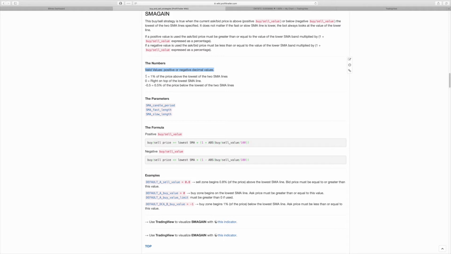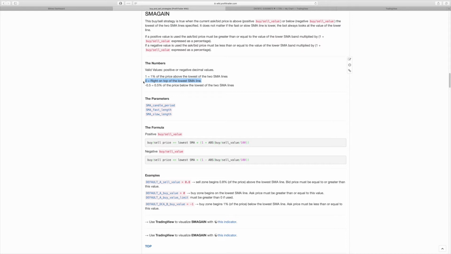So as always with any of these strategies, please look at these on a chart to be absolutely certain you know where the bot is potentially going to be told to buy or sell. We have some key values right here given as examples. So 1% or 1 would be 1% of the price above the lowest of the two SMA lines. If you say 0, it's going to buy right on the lowest SMA line, and then negative 0.5 is 0.5% of the price below the lowest of the two SMA lines.